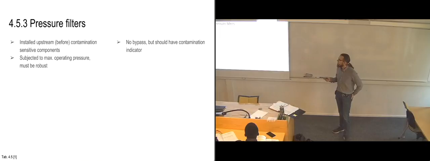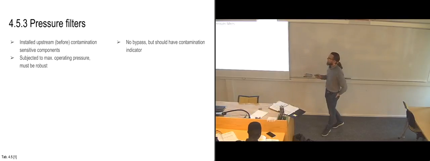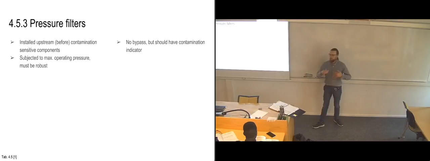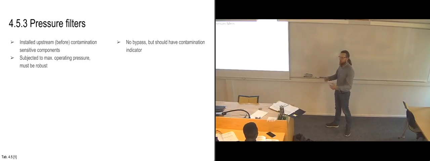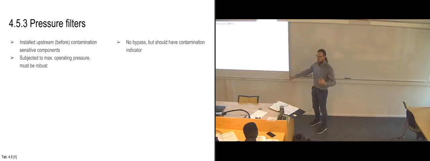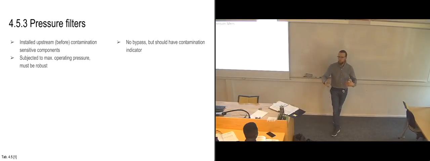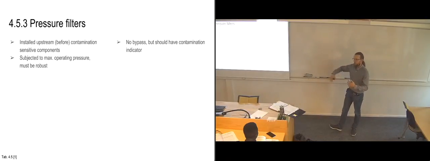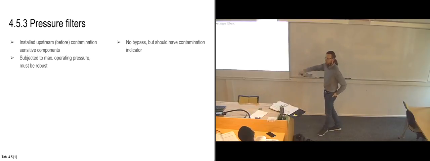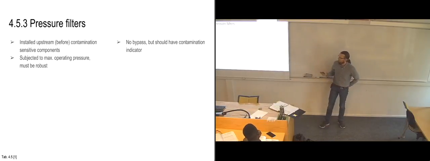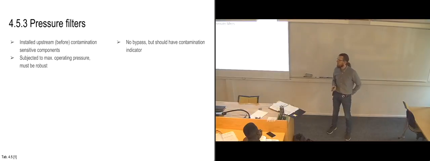These filters have no bypass options, which means you don't have the possibility of a bypass. If the filter starts getting clogged and you're getting a buildup of pressure before the filter, so that you get a large pressure drop over the filter, you can't have a different valve opening up and letting contaminated fluid pass the filter. That would defeat the purpose of this filter.